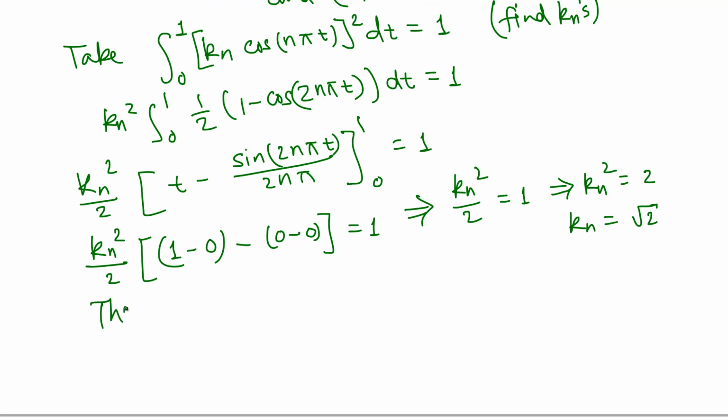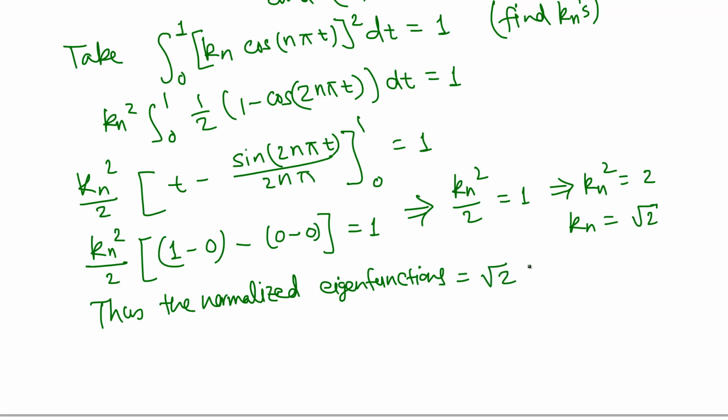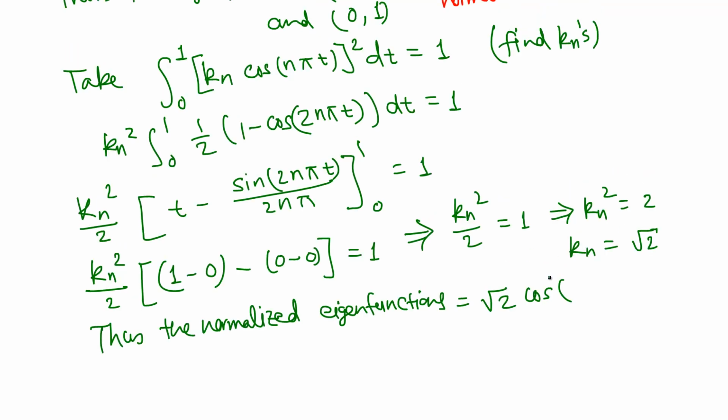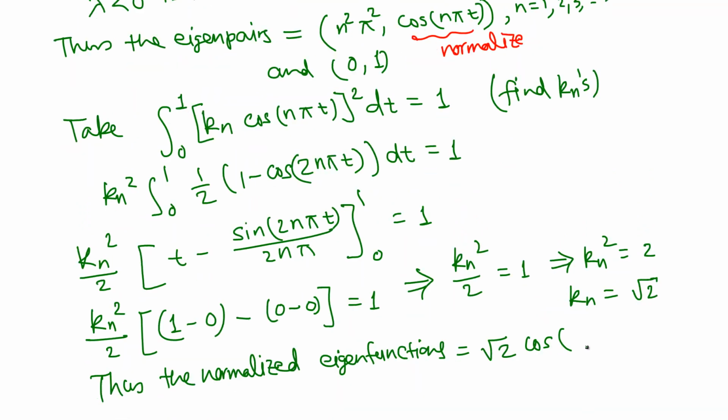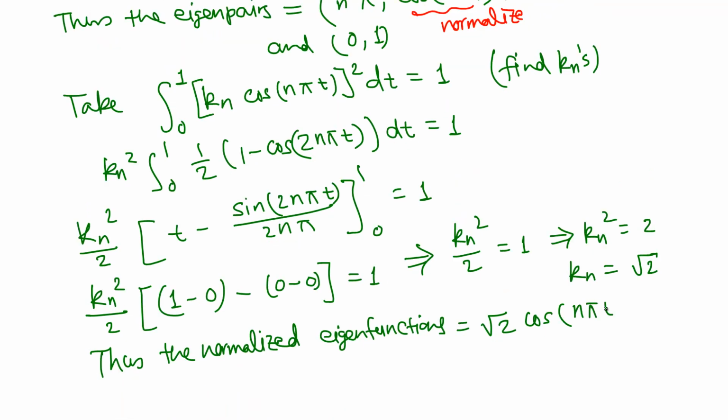So thus the normalized eigenfunctions are root 2 cosine n pi t, and when lambda equals 0, we got 1 as well, so 1, where n is 1, 2, 3, etc.